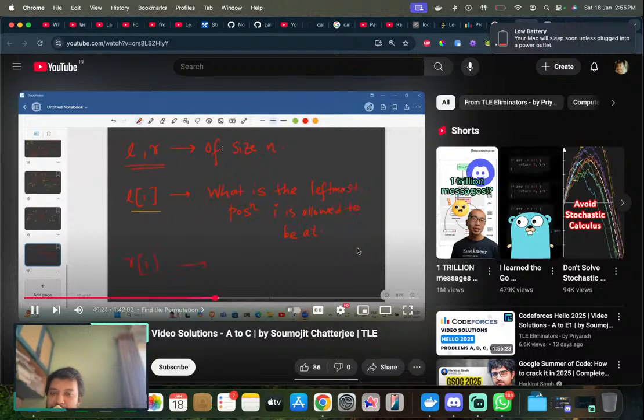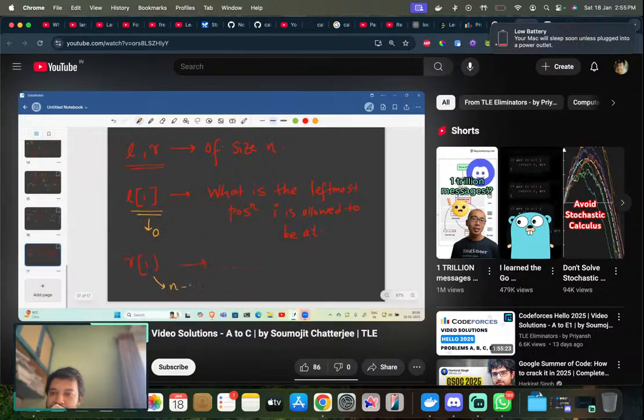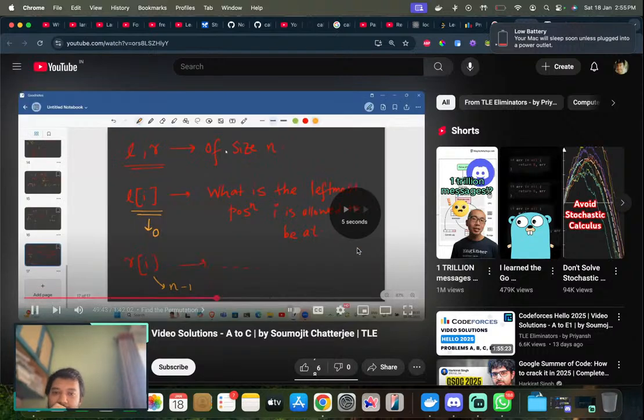So yeah, as some of you were saying, we initialize L of i as 0 and R of i as n minus 1 for all the elements. Is that clear? Why do we do so? Because they can be anywhere from index 0 to n minus 1. That is clear. Now what do we do?